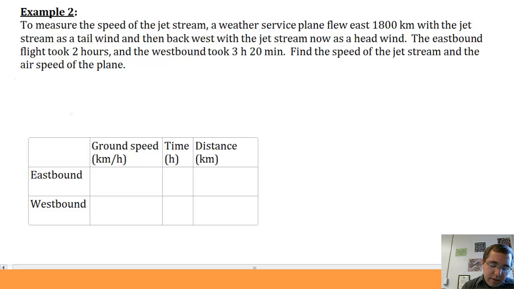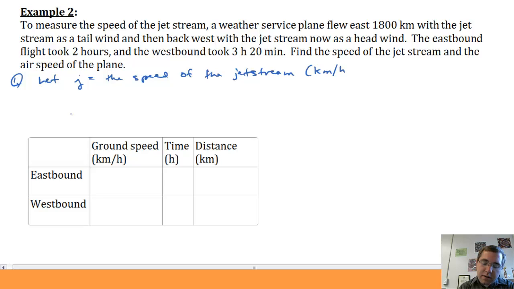So, step number 1. Let's define our variables. Again, two things we want to know: the speed of the jet stream and the speed of the plane. So, let's say let J equal the speed of the jet stream, which is the wind, and that will be in kilometers per hour.